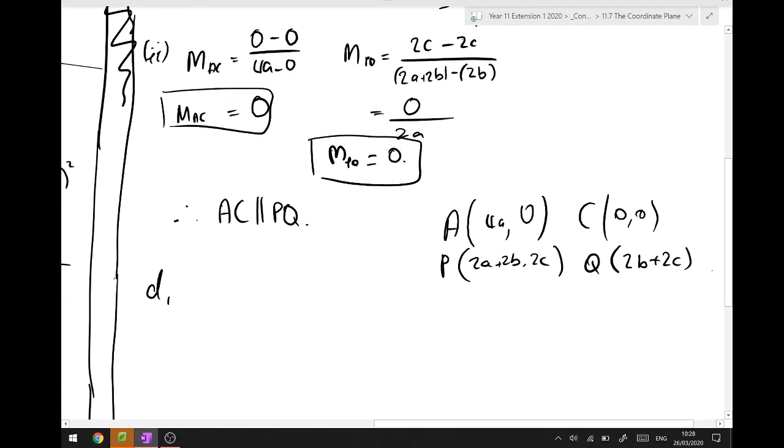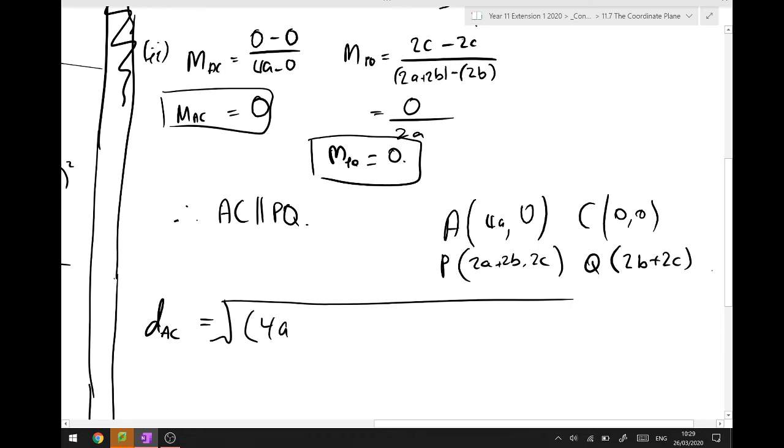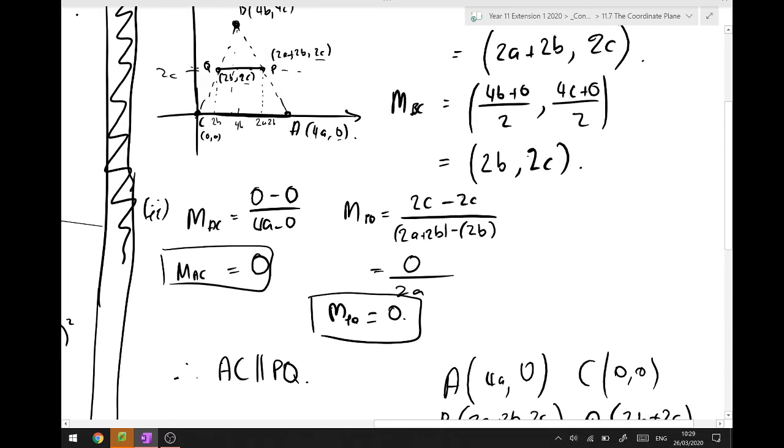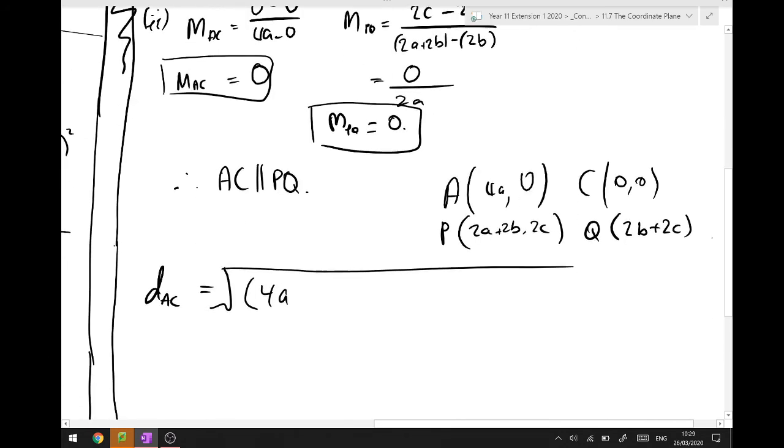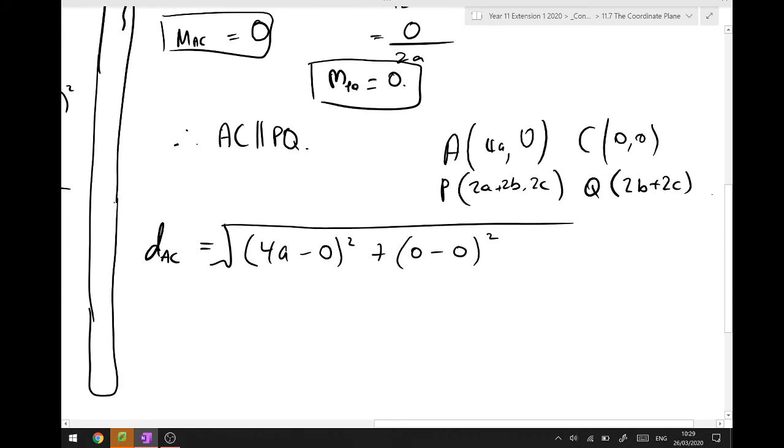Okay, so doing the distance, I'll call it AC in this one. So the distance of AC is equal to the square root of the difference in the x's of A and C. We'll start with A, which is 4a, minus 0, squared, plus 0 minus 0, the difference in the two y values of A and C.